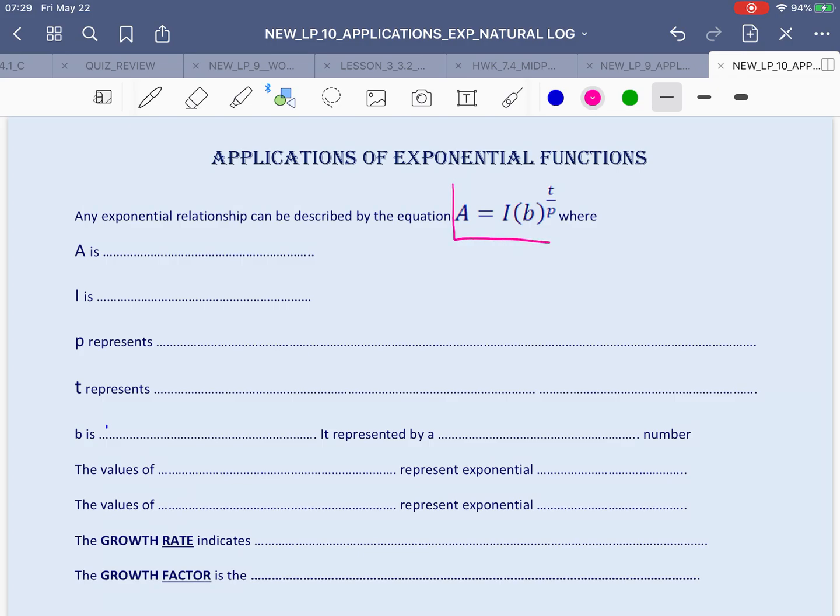In all these application questions, we use the same formula. So all the relationships or all the populations can be modeled by this equation: A equals I times B to the power of T over P. We'll talk about each and every letter and the meaning of them. Letter A stands for the final amount, or to be more precise, the accumulated amount. Letter I stands for the initial amount.